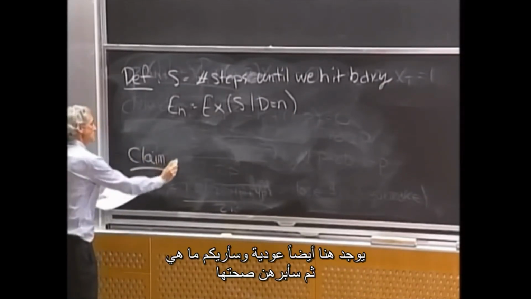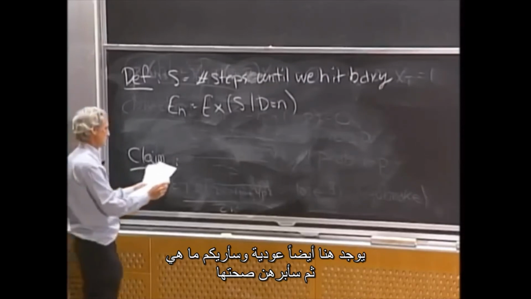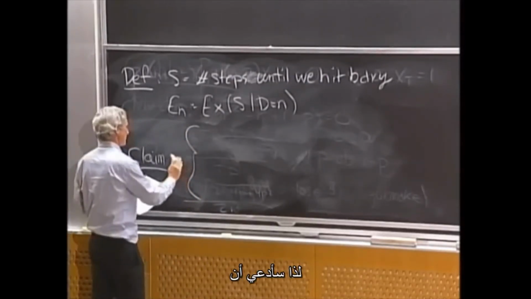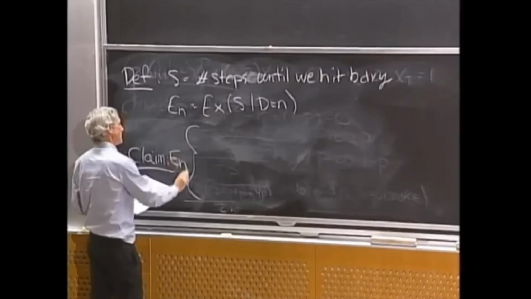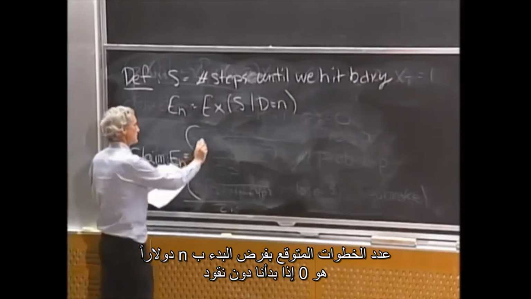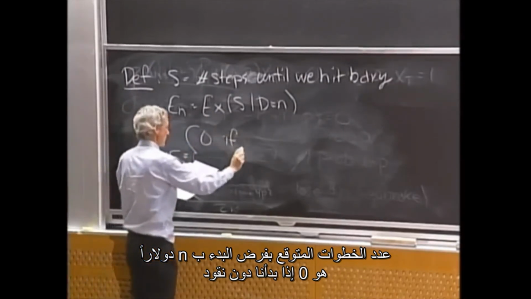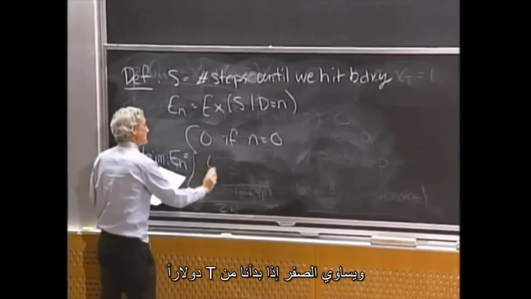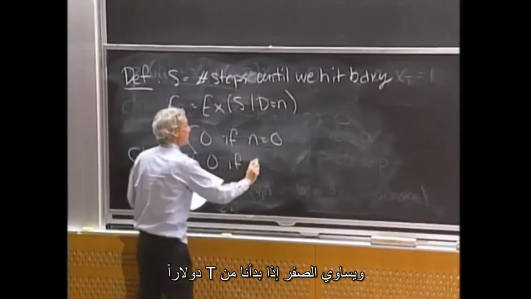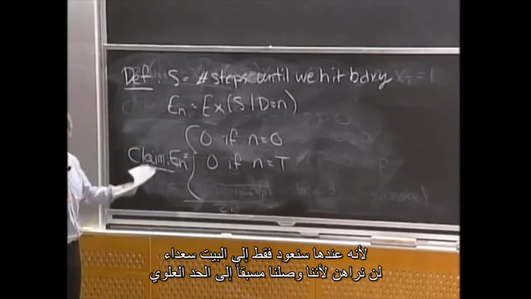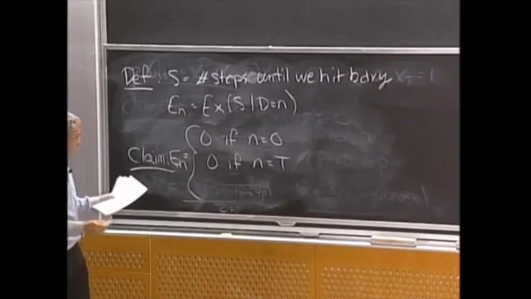Now, this also has a recurrence, and I'm going to show you what it is, then prove that that's correct. So I claim that the expected number of steps given we start with n dollars is 0 if we start with no money, because we're already broke. It's 0 if we start with t dollars, because then we just go home happy. There's no bets because we've already hit the upper boundary.